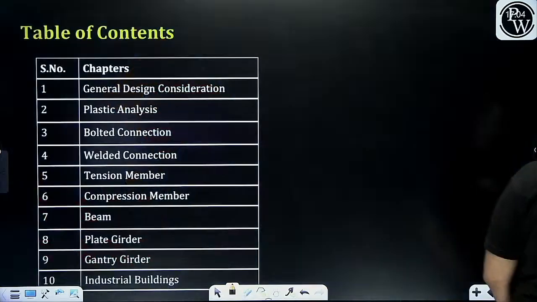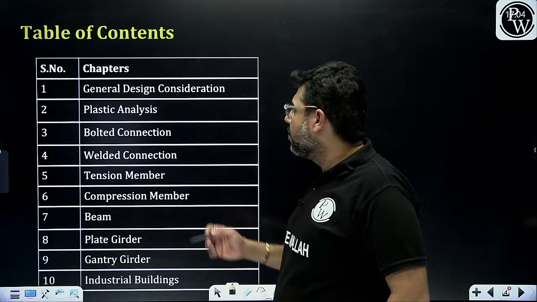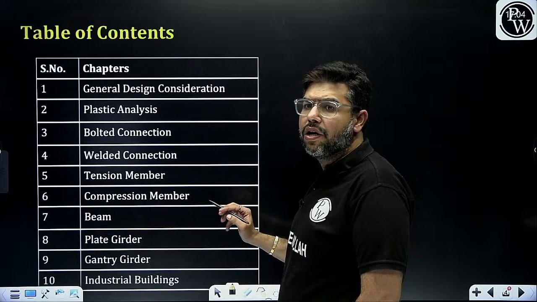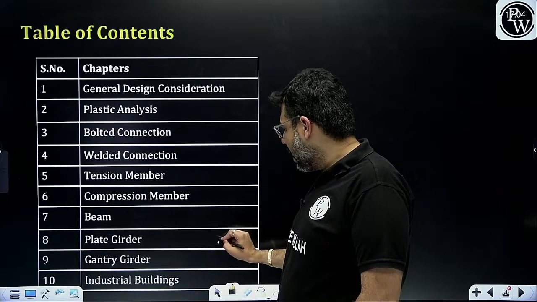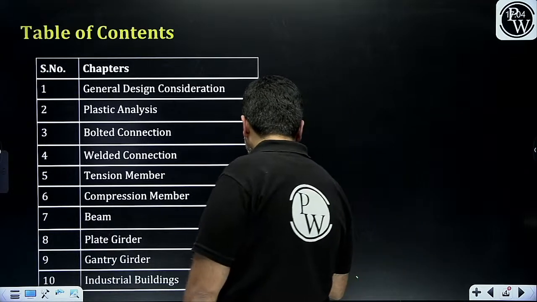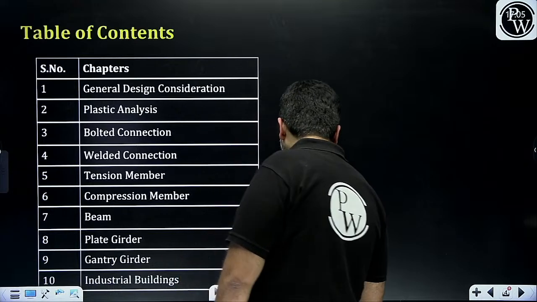First, let me introduce the topic. These are the topics that I would be covering. We will be seeing general design consideration, plastic analysis, bolted connection, welded connection, tension member, compression member, beam. See, these topics are not there for GATE. The last three topics are only for ESE, and I won't be covering them.